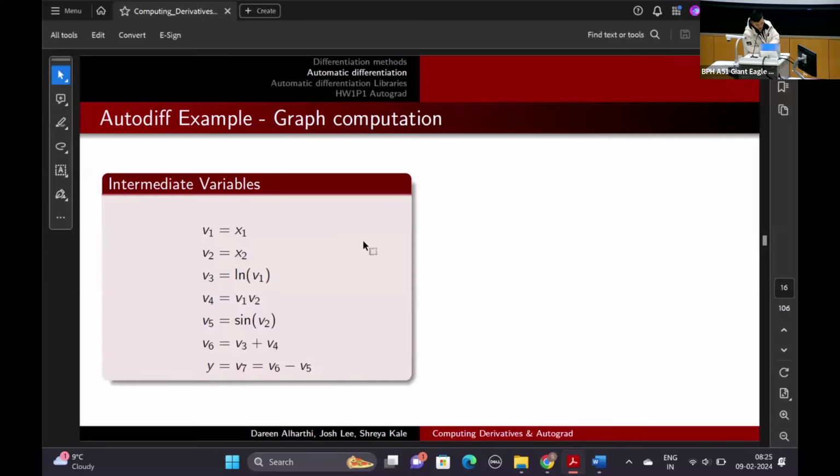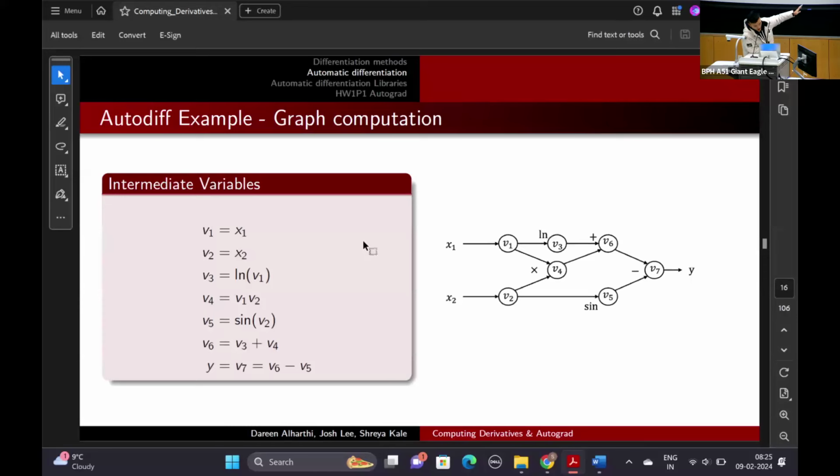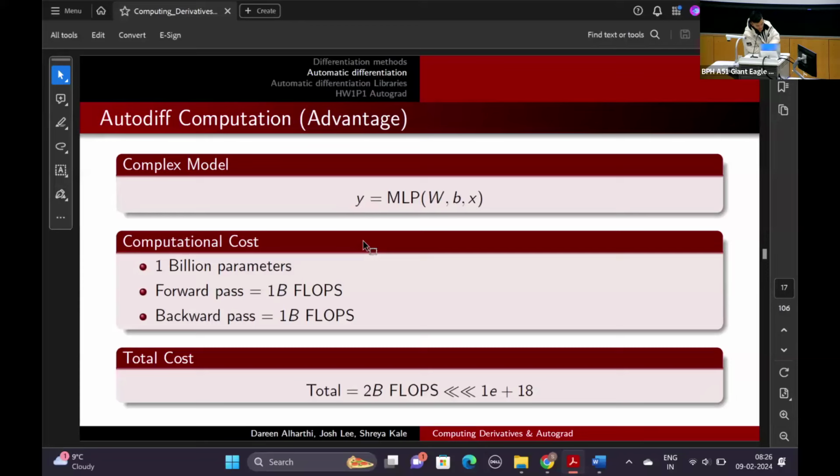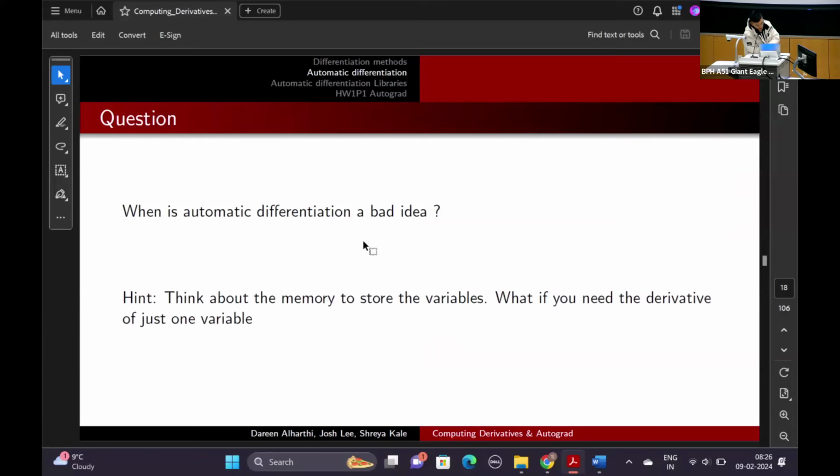All right. So this actually shows the complete graph from x1 and x2 to y. So then you would be able to see that, in order to get from y to x1, you would go through v6, v3, v4, and v1 in that order. All right. So yeah, the computational cost of AutoDiff is also smaller. Yeah, we can skip this.